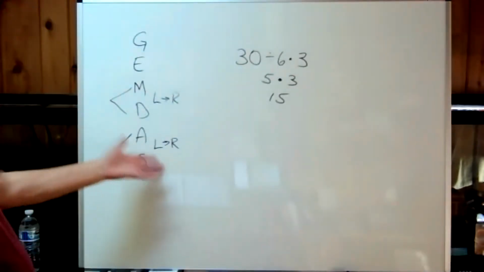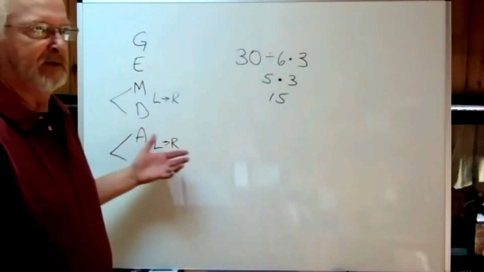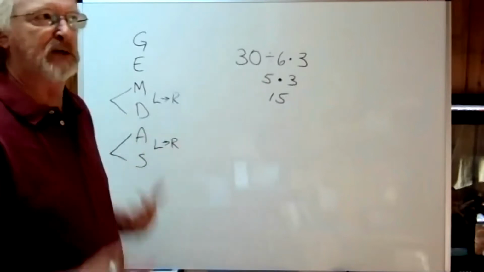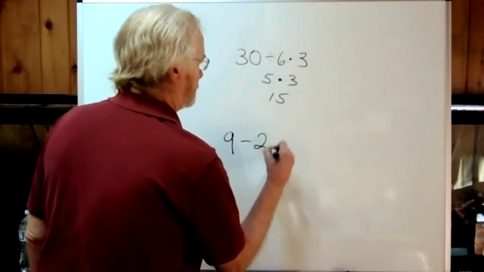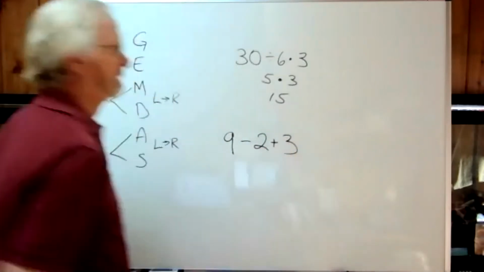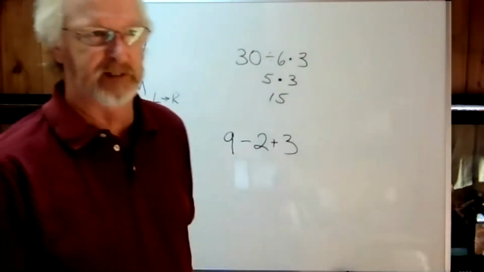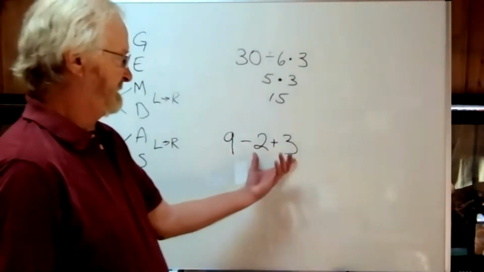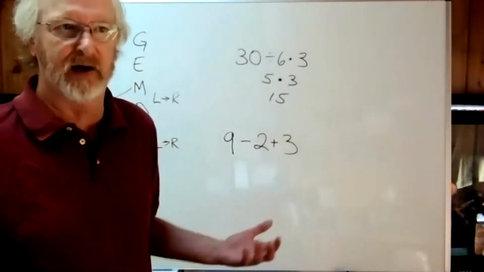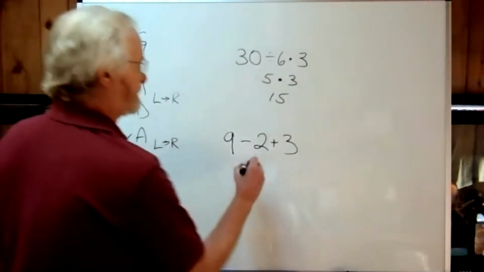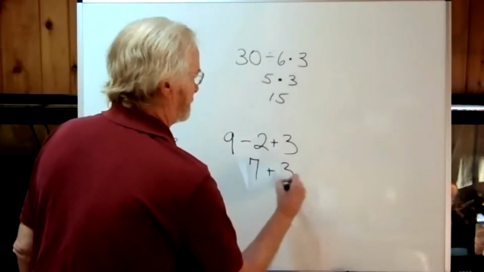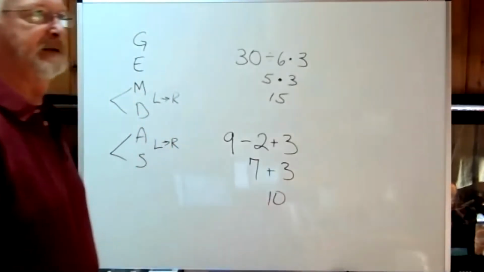A similar issue arises when you're dealing with a string of add or subtract at the same time. 9 minus 2 plus 3. You can't just say, oh, that's 5, 9 minus 5. You have to take them in order. 9 minus 2 is a 7. Then plus the 3 will get us to 10.